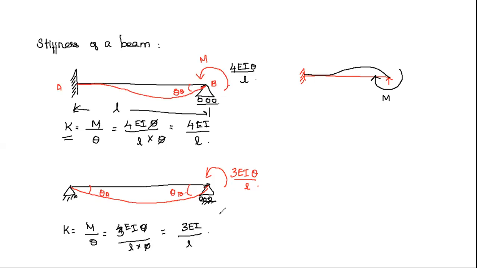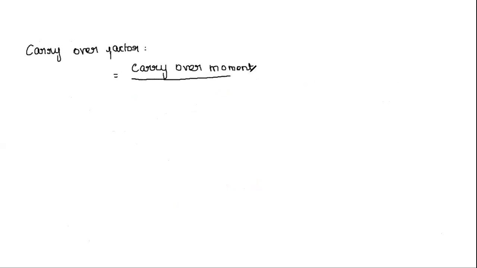When the far end is hinged, as shown in the second case, the stiffness of the beam will be 3EI by L. So next, moving over to the term carryover factor. It is defined as the ratio of carryover moment to the applied moment.